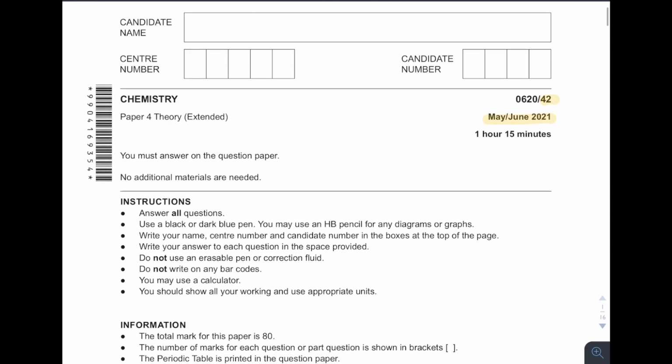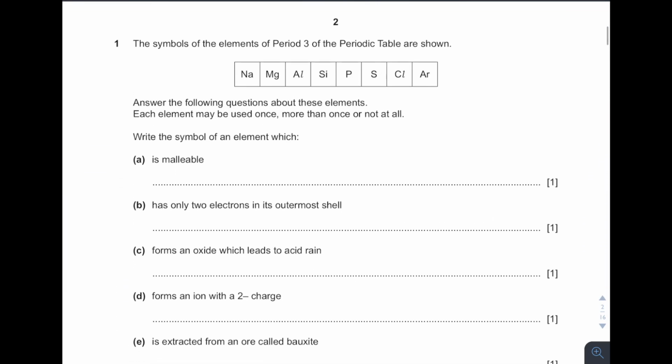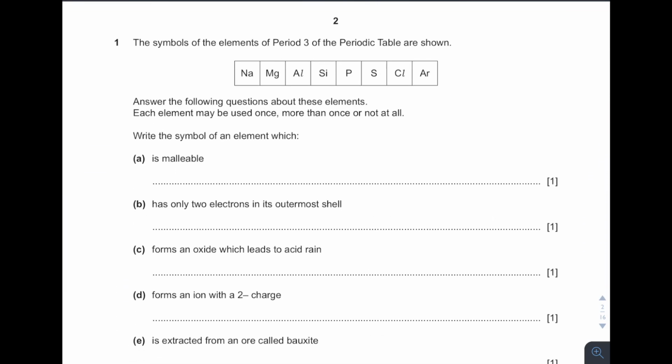Alright, let's go. Okay, first one, Q1. Even with the list of the elements here, which one is malleable? We know that all metals are malleable. So the answer can be sodium, magnesium, or aluminium, because all metals are malleable.